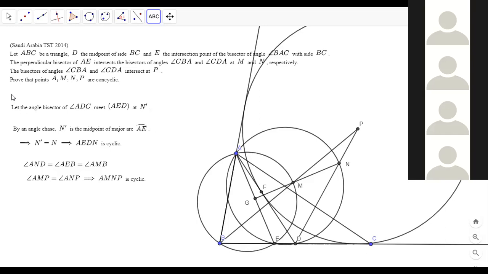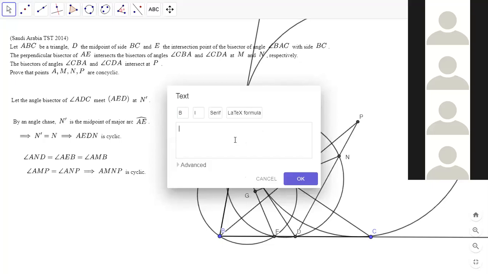M is the intersection of the angle bisector of ABC, or I'll say ABE, with the perpendicular bisector of AE. And so that implies ABEM is cyclic. Okay, so that was that last step.